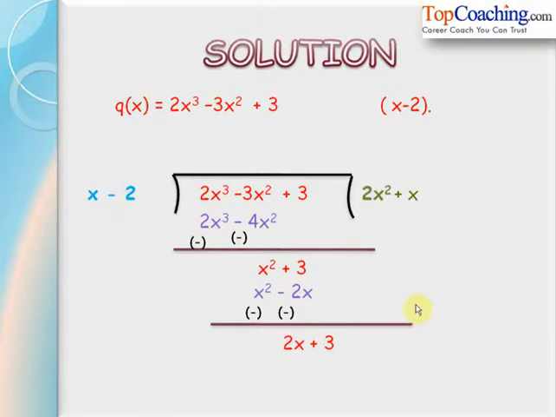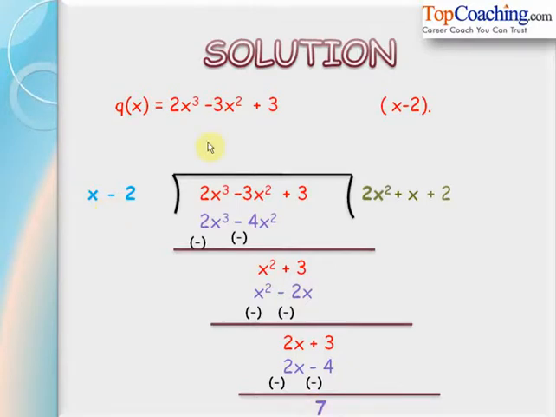Now again we observe that if we multiply this by 2, we get 2x minus 4. Therefore, we write this as 2x minus 4 and subtract the two polynomials, and what we get is 7. Now we cannot divide 7 by x minus 2. As we can observe here, the degree of the remainder is less than the degree of the divisor. As soon as the degree of the remainder is less than the degree of the divisor, we stop the division process.